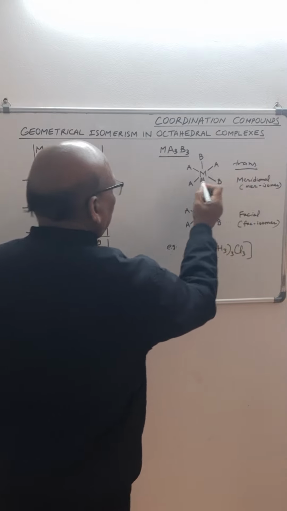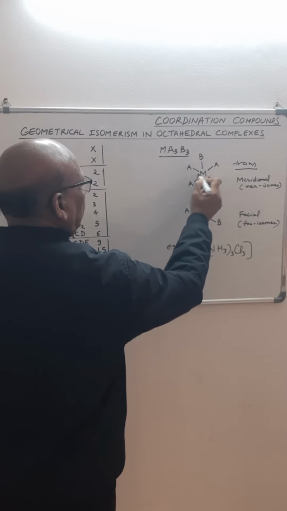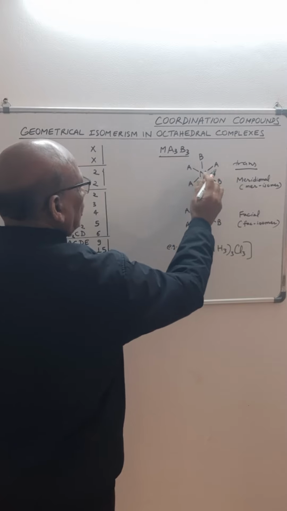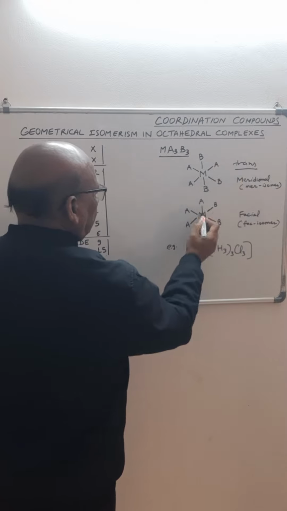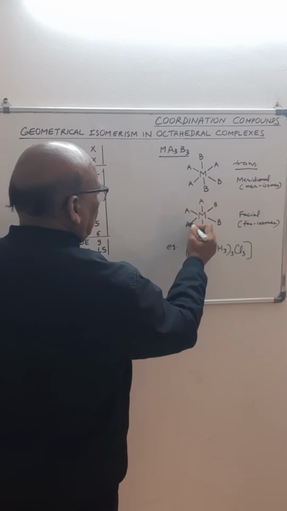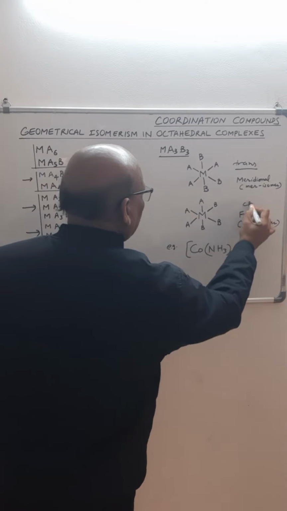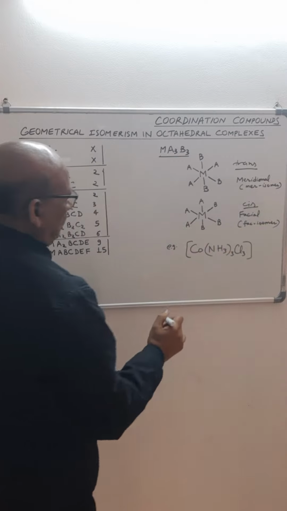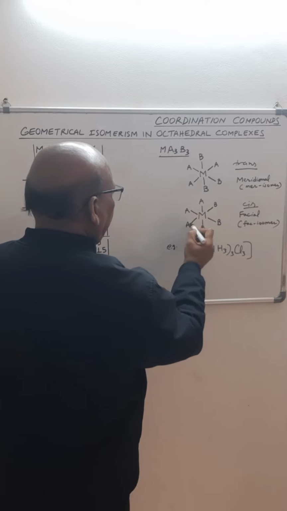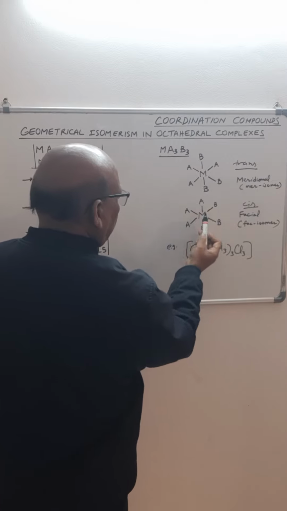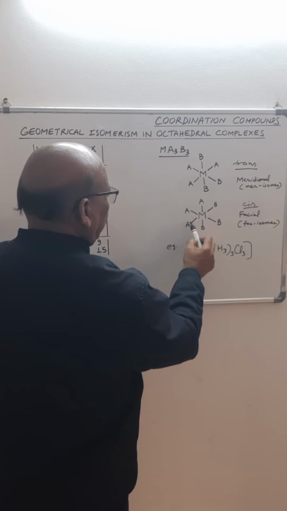So now here we can also say that this is the trans form. Why trans? Because the angle between 2 A's is 180 degree and the angle between these 2 A's is 90 degree. So when 2 A's are at 180 degree apart, then it is called the trans form, and when all the 3 A's are at 90 degree to each other, then it is the cis form. This is also called the cis form. That is the facial. So we can also say that in facial, all the 3 A's are at 90 degree to each other, even though one is in the axial plane and 2 are in the equatorial plane.